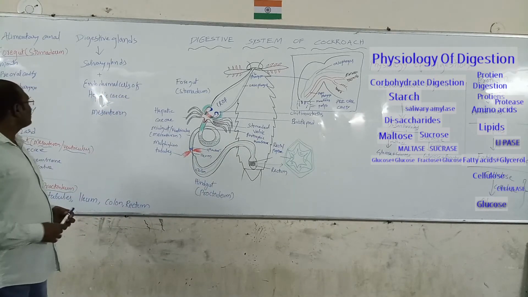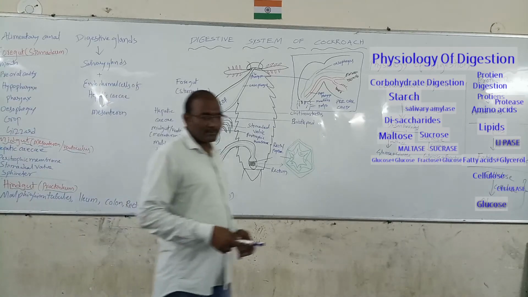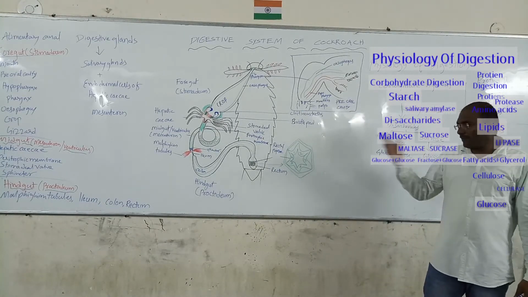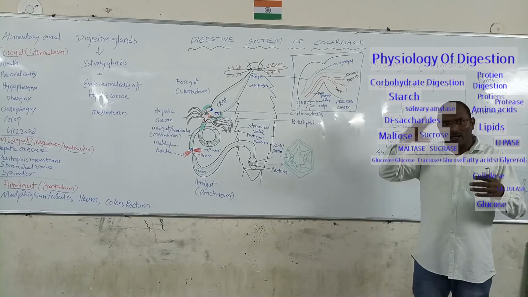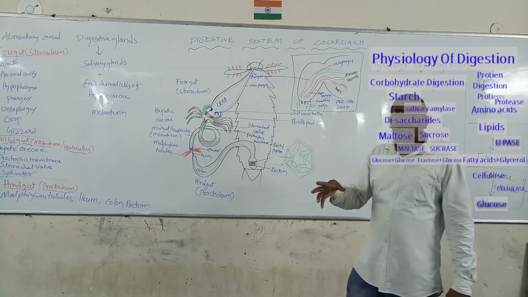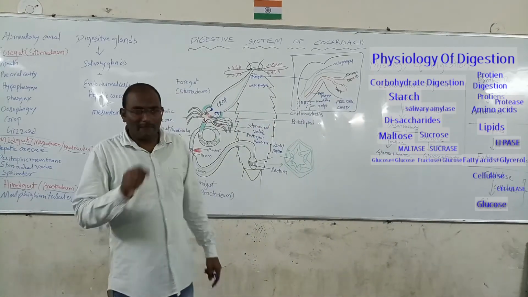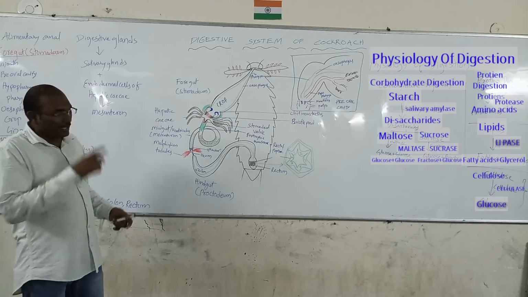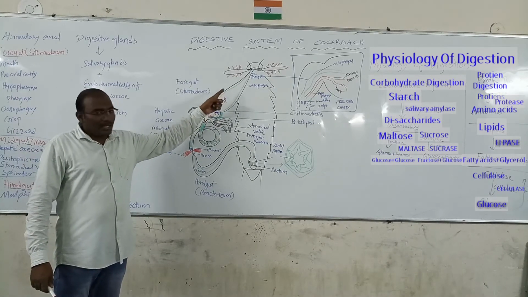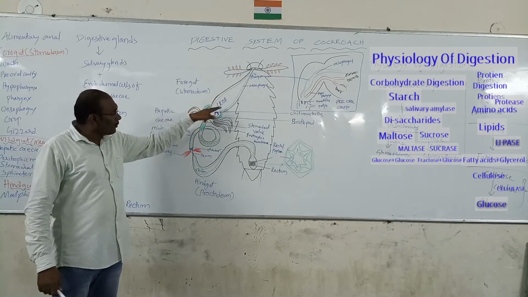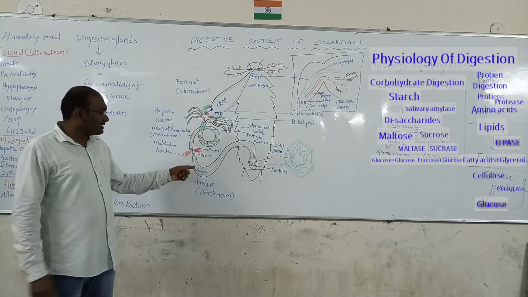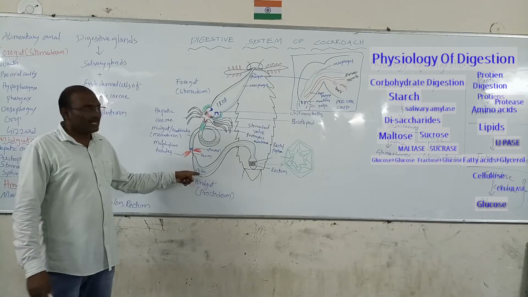Okay, digestive system of cockroach: foregut, midgut, and hindgut. Foregut and hindgut are internally lined by chitinous cuticle. Why? Because during embryonic development, ectoderm is invaginated. That's why foregut and hindgut are internally lined by chitinous cuticle, which helps protect the alimentary canal. In the hindgut, uric acid is stored. The acidic nature may damage the internal wall. So that's why it is internally lined by the cuticle.